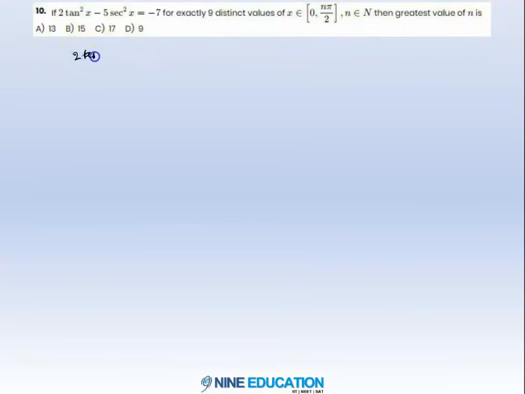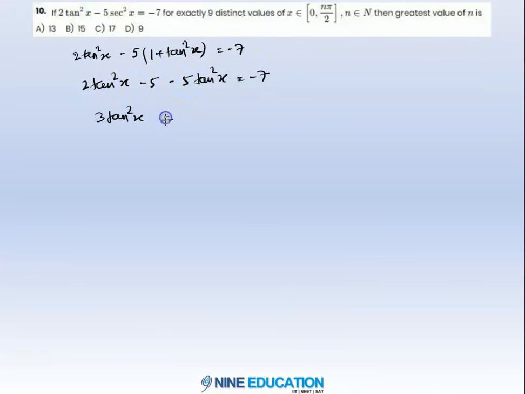We can solve this question by putting the secant square formula as 1 plus tan square x, that is equal to minus 7. If I simplify this, it is 2 tan square x minus 5 minus 5 tan square x is equal to minus 7. Sending all the terms to the right side, we get 3 tan square x equal to 7 minus 5, that is 2. So tan square x is equal to 2 by 3, and tan x is plus or minus square root of 2 by 3.